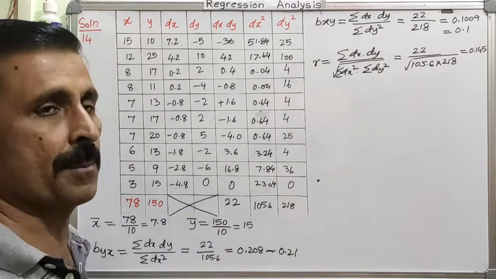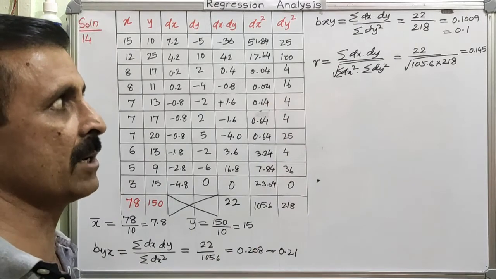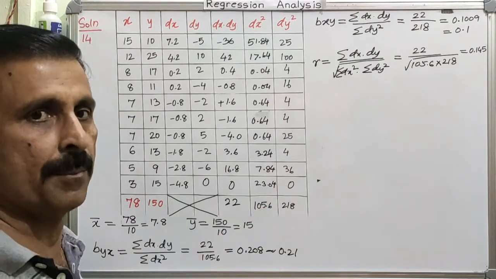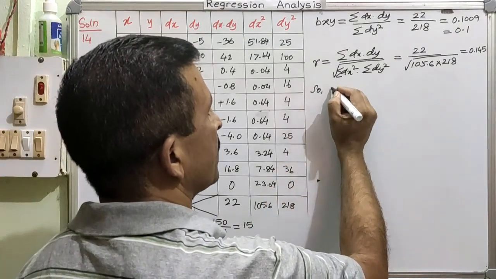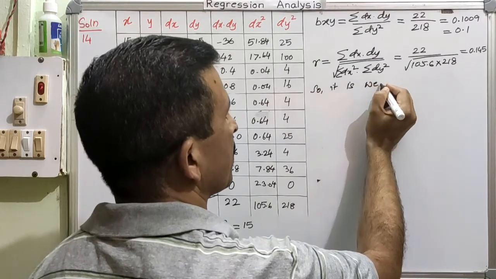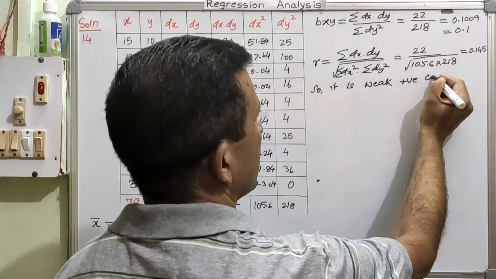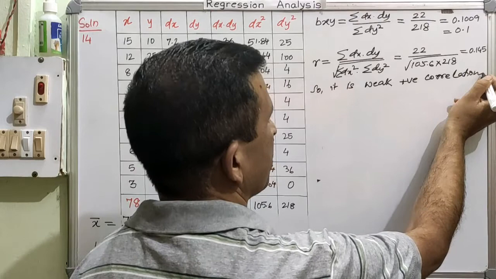Now you have to do the interpretation, you have to describe your result. You can see here this value is between 0 and 0.3. That means it is weak and it is positive. So it is a weak positive correlation. So your interpretation part also is done.